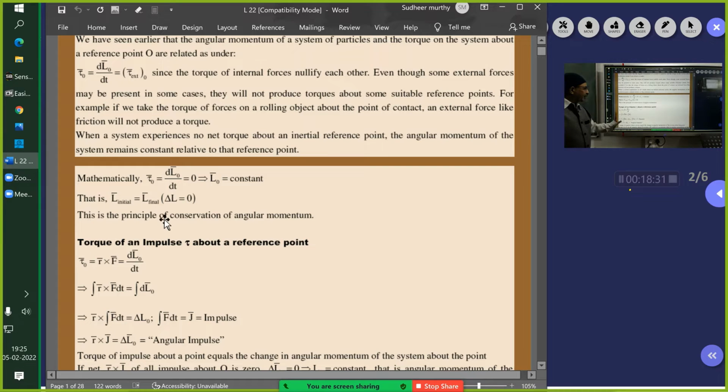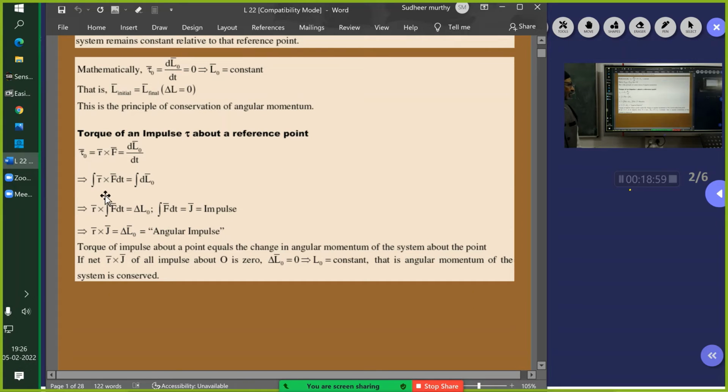Okay. So, same thing here. If the net external torque acting on a system is 0, then the angular momentum is conserved. On a system of particles, same thing here. The individual particles' angular momentum can change, but the sum total of the angular momentums will remain the same because the net external torque is 0.